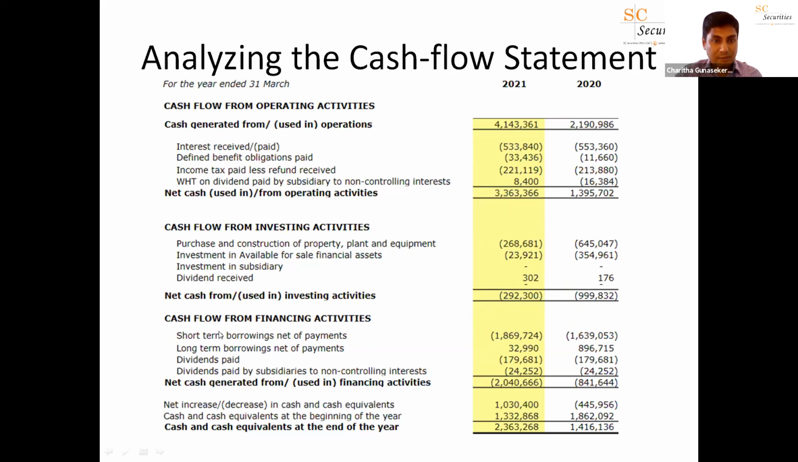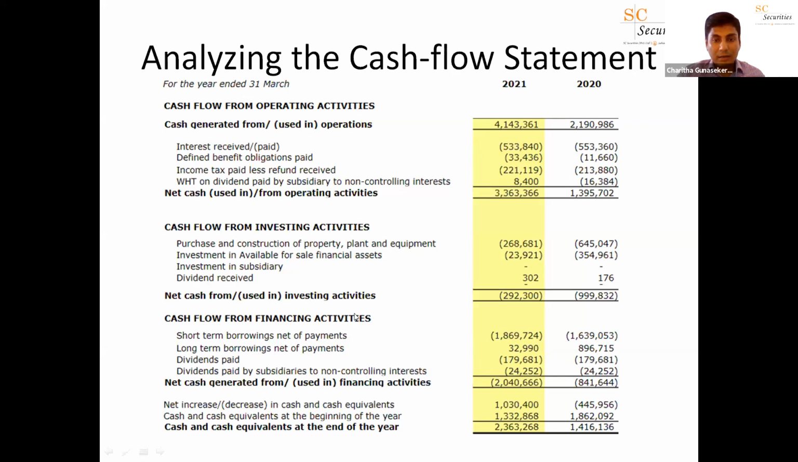Third section is cash flow from financing activities. So as you can see, short-term borrowings, net of payments. So they have borrowed as well as they have paid their loan installments, right? So they have paid more loans than what they have borrowed. So the net amount is 1.8 billion. They have paid dividends of 179 million. So compared to last year, it's the same dividend that they have paid.